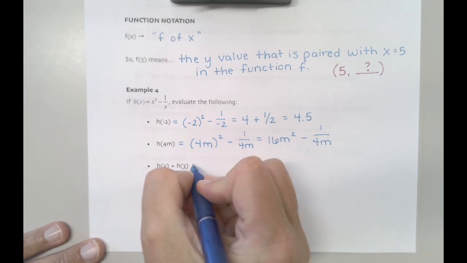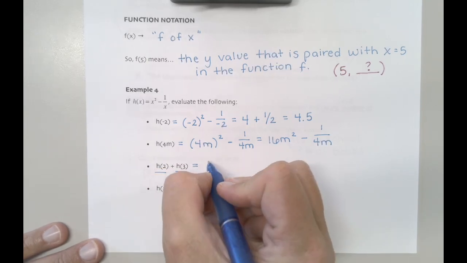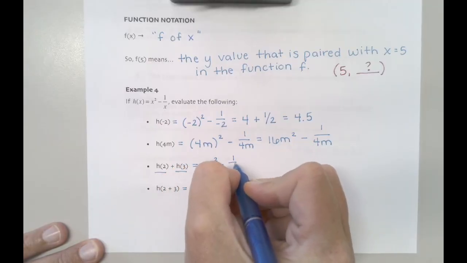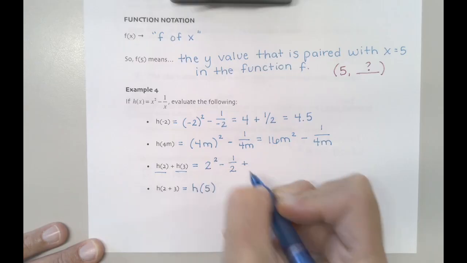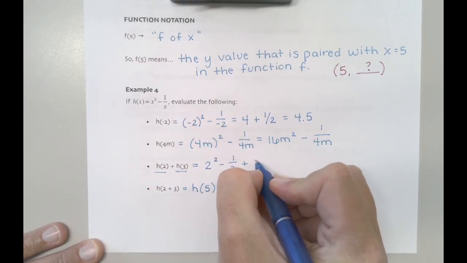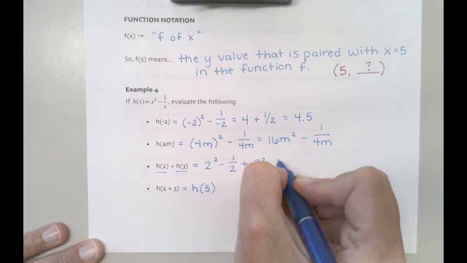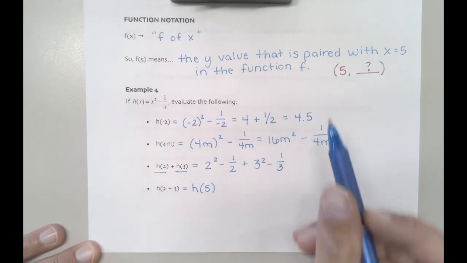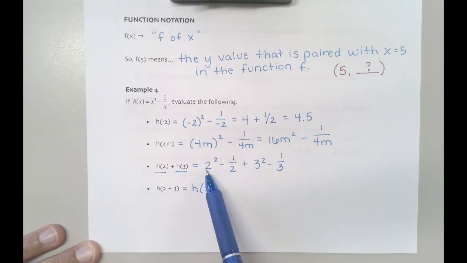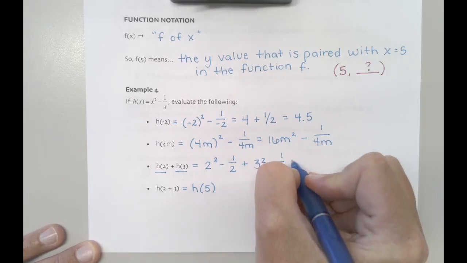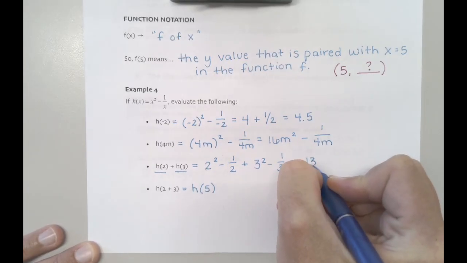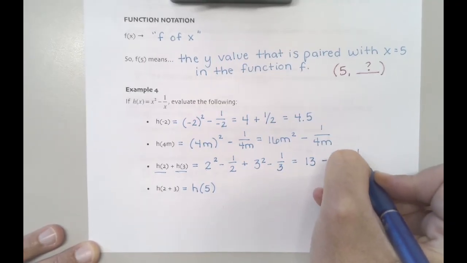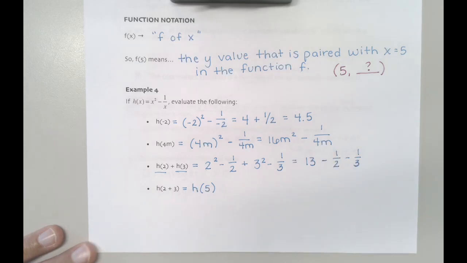So h of 2 is 2 squared minus 1 over 2 plus h of 3, which is 3 squared minus 1 over 3. Oh, this is going to get a little messy, but let me simplify it a little bit. So we have 4 and we have 9, right? So I know I have 13 minus 1/2 minus 1/3.